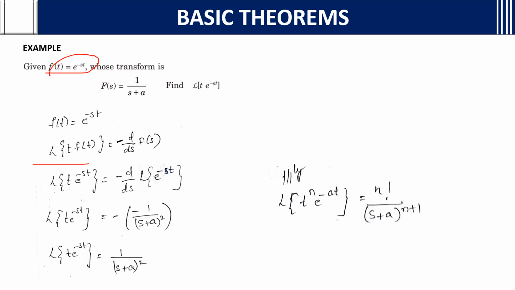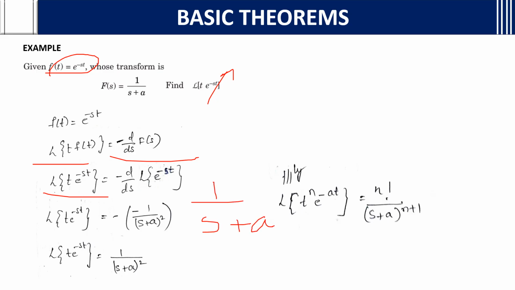Laplace transform of t into f of t is nothing but, you know that, minus d by ds of f of s. So Laplace transform of t into e power minus at is equal to minus d by ds of Laplace transform of f of t. What is f of t here? E power minus at. Laplace transform of e power minus at is 1 by s plus a. So Laplace transform of t into e power minus at is equal to minus d by ds of 1 by s plus a.